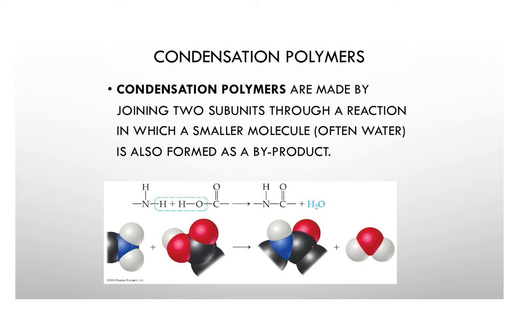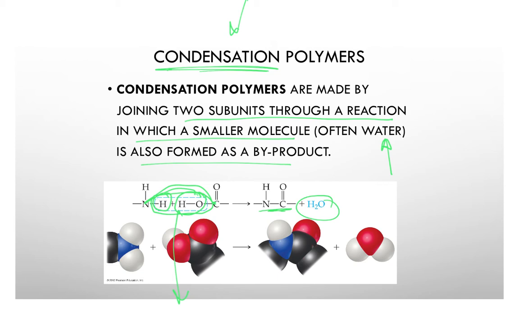The other kind of polymer reaction that oftentimes will happen is condensation. Condensation polymers are made by taking two subunits which form a smaller molecule, often water, which is where we get the name condensation, that is formed as a byproduct. Okay, this happens in amino acids, for example. So you take a hydrogen from one end of one molecule, a hydroxide from the other end of another molecule, cut that out, giving us water, H2O, and then the two atoms that are left connect together, which creates your long chain.